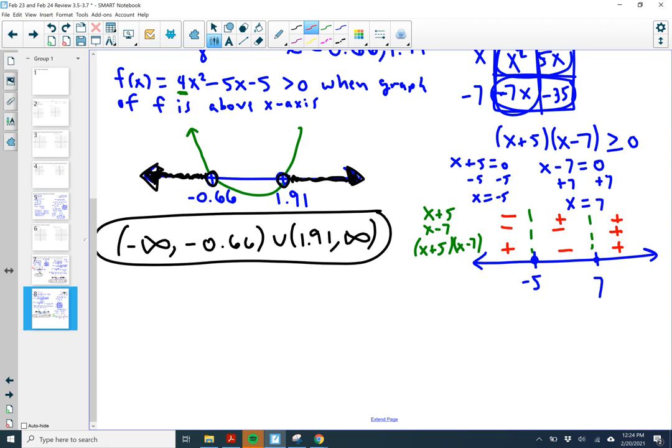What were we looking for? We need the positives because greater than 0 is positive. So what we're going to have is these two intervals. The interval on the right and the interval on the left.